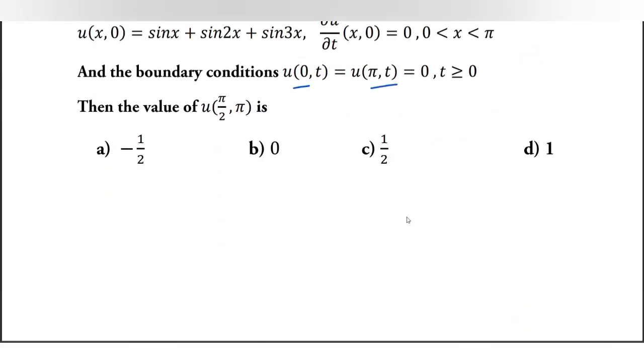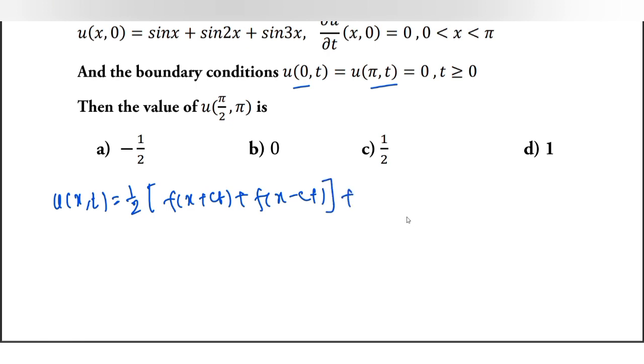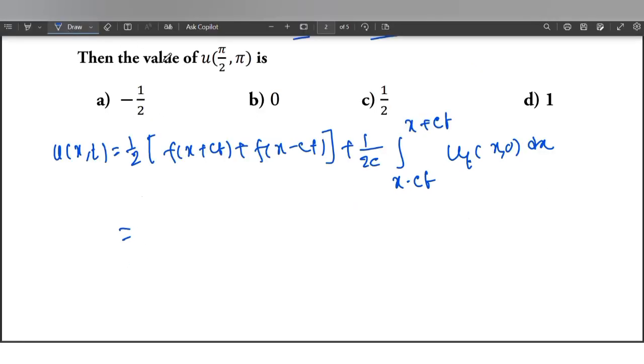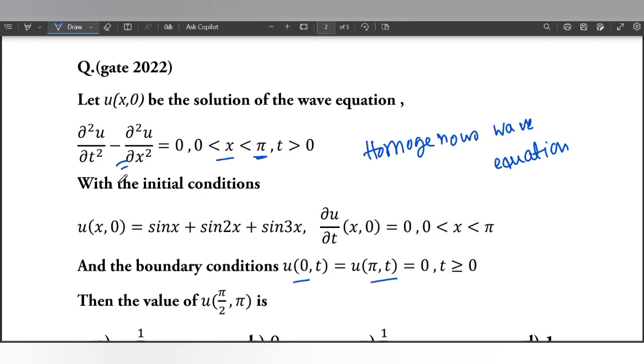From D'Alembert's principle we get u(x, t) equal to half of [f(x + ct) + f(x - ct)] plus 1 by 2c integration from x - ct to x + ct of u_t(x, 0) dx. So this implies half of, here c equal to 1, since this can be written as del 2u by del x 2 equal to del 2u by del t 2.